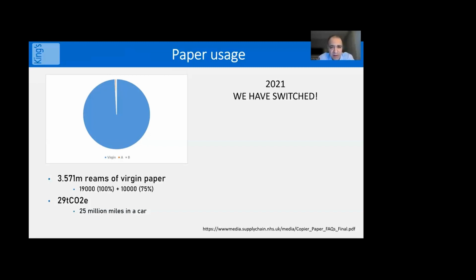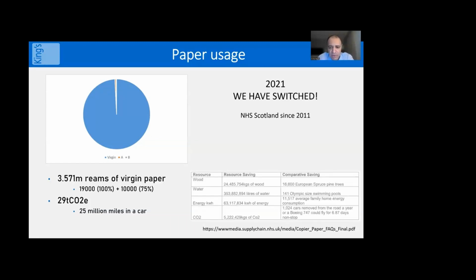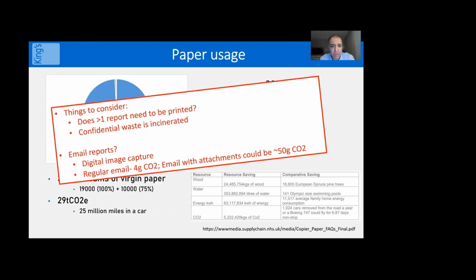That's around 3.5 million reams of virgin paper every year, equating to around 29 tons of CO2 or 25 million miles in a car. But we have switched, and the resources and the savings that we've made have been considerable, not just in CO2 emissions, but also in the wood that we're using, the raw materials, and the water as well. So it's well worth switching to recycled paper if you can, and in many ways it's cheaper.